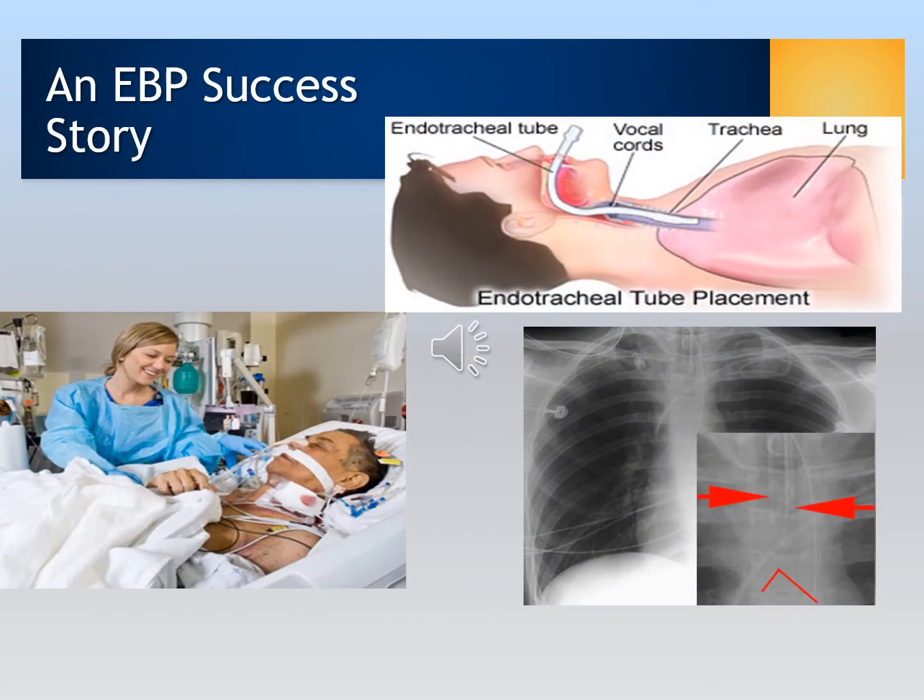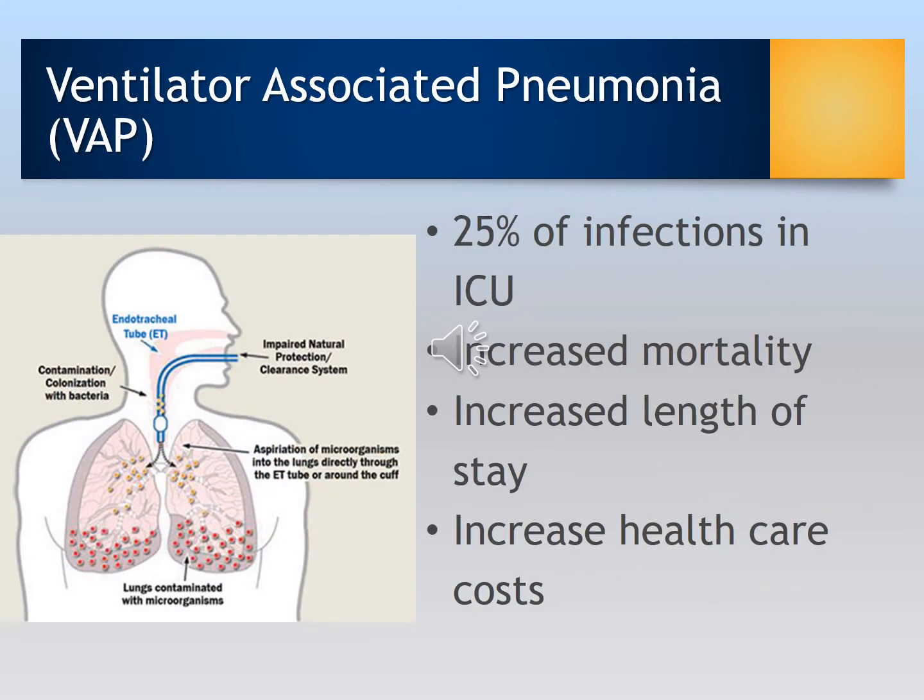For those in the ICU, I'm sure you're very familiar with this evidence-based practice success story. It's about the development of ventilator-associated pneumonia. Those of you working in the ICU, you know that it can incorporate a significant number of infections that patients can become subjected to in the ICU. But look at this, it can increase mortality, length of stay, and healthcare costs. And this is something I'm sure all of you are aware of, that we needed to really look at strategies to decrease this occurrence.